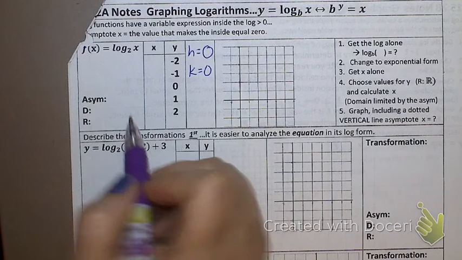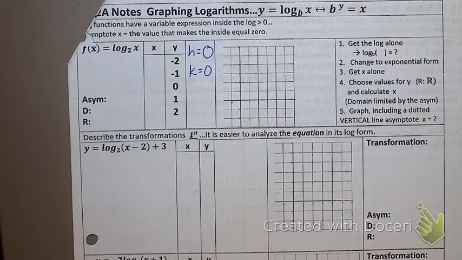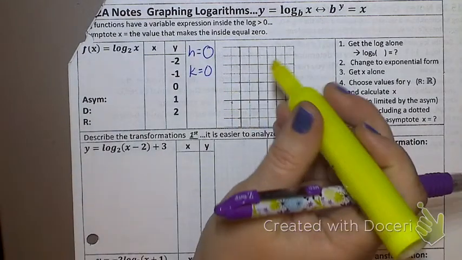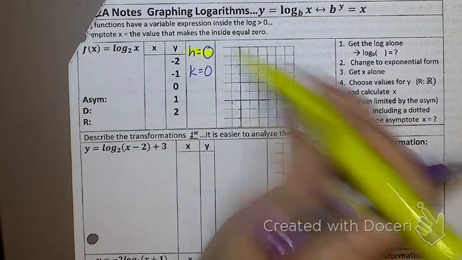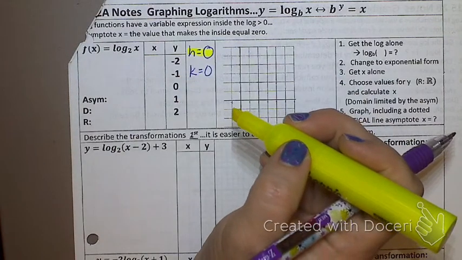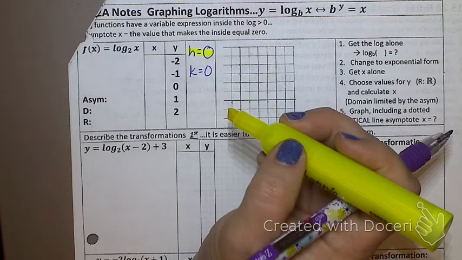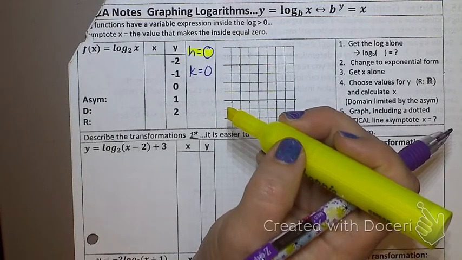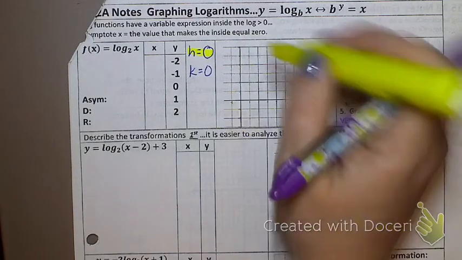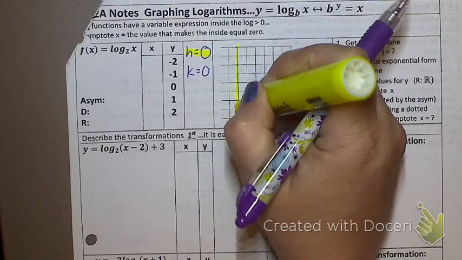So, I have h equals 0 and I have k equals 0. Which one of those is my asymptote? H is my asymptote. It's exactly opposite of what it was when you did exponentials. So let me draw in my asymptote right there.